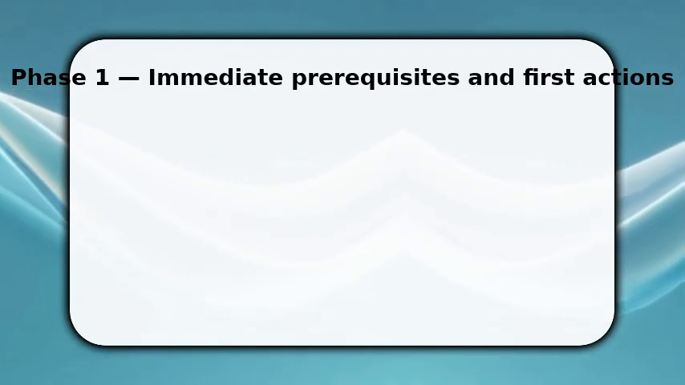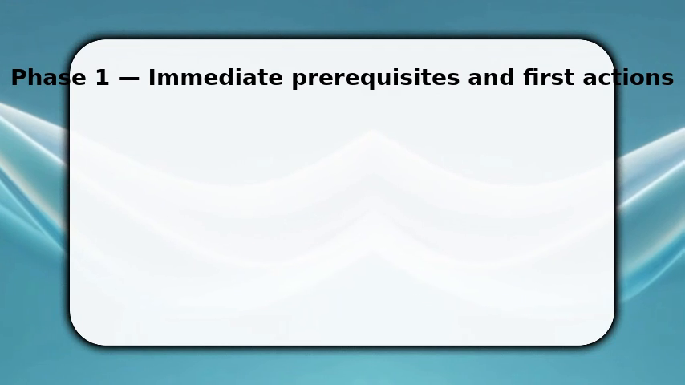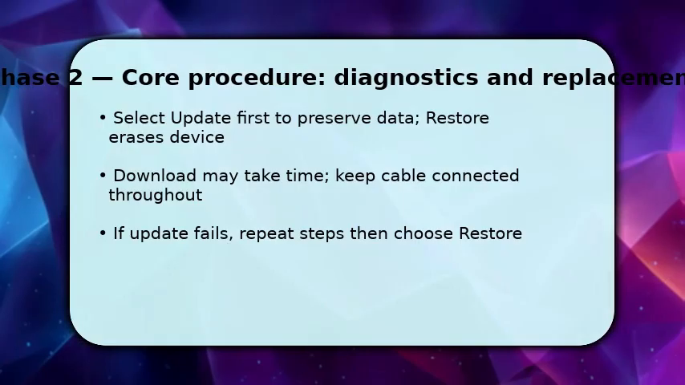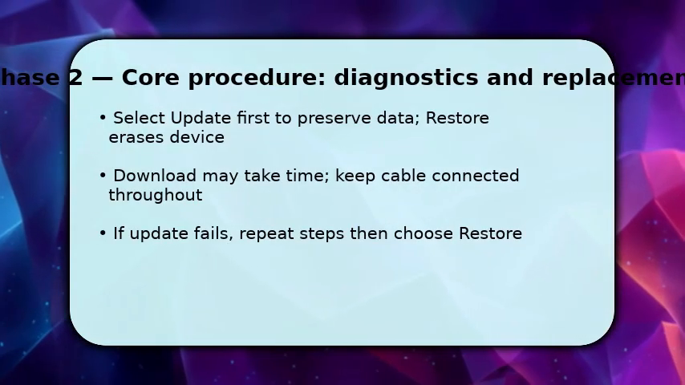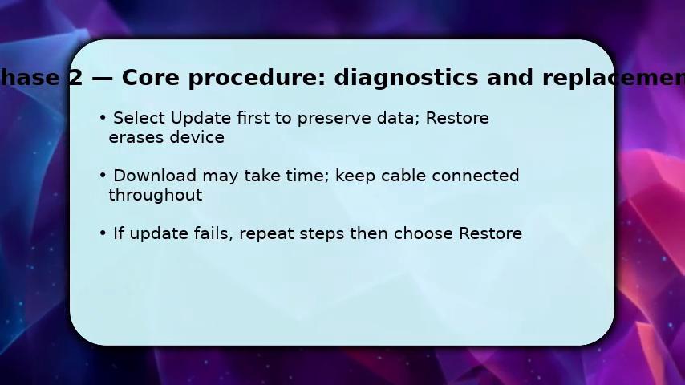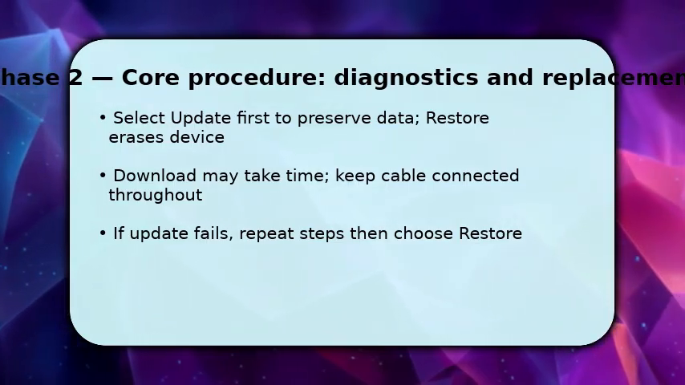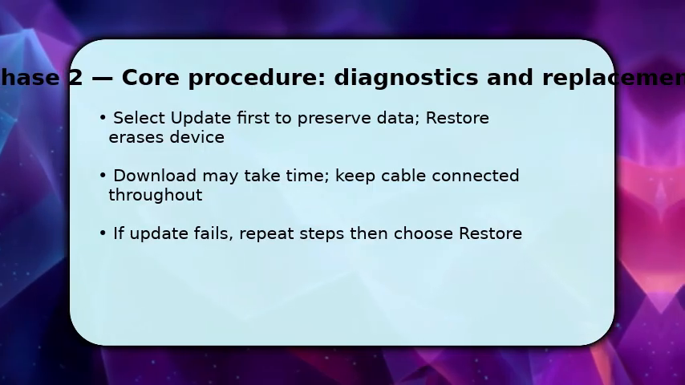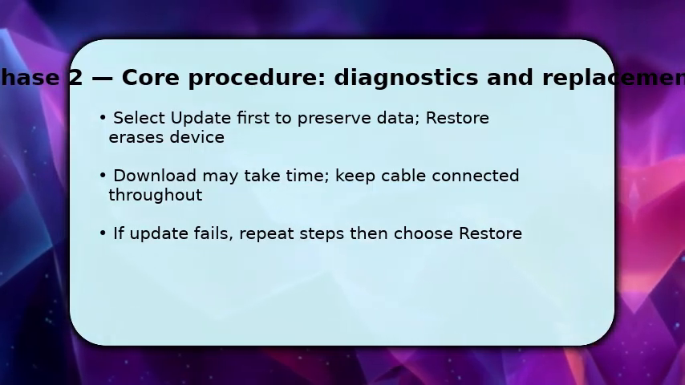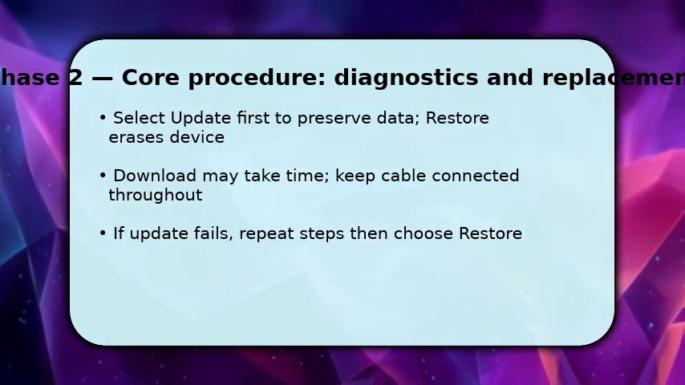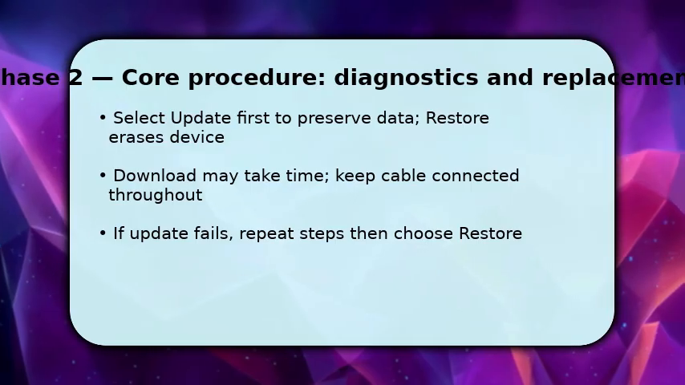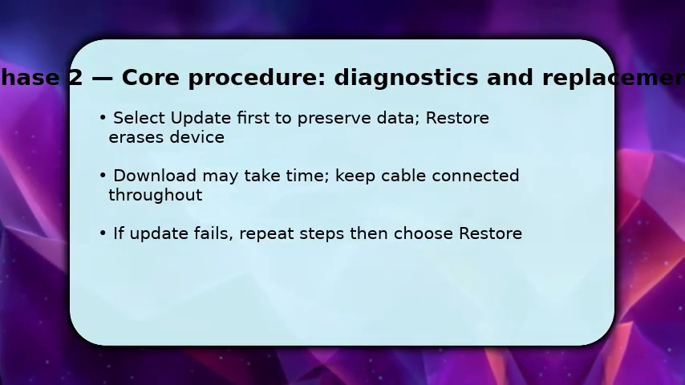Once the phone shows the cable to computer icon, proceed to the computer options. On the computer, you'll see an update or restore prompt. Choose update first because it reinstalls iOS without erasing data. The software will download. This can take several minutes, so make sure the computer stays online and the cable stays connected. If the download completes and the device boots, you're done.